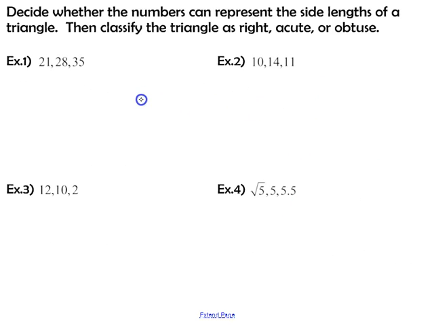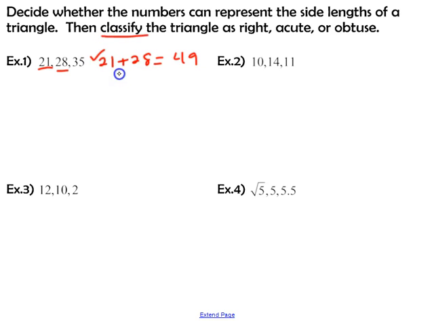Here, we're asked to decide whether the numbers can represent the side lengths of a triangle, and then we need to classify the triangle as right, acute, or obtuse. The first part is actually from our previous unit, whether the sides can make a triangle or not. Remember, we take the 2 shortest sides and add them, 21 plus 28, and that gives us 49. You want to make sure that that is bigger than the longest side length. 49 is bigger than 35, so it does make a triangle.